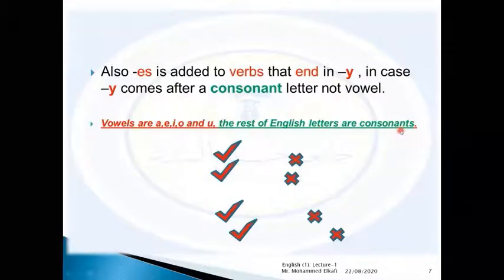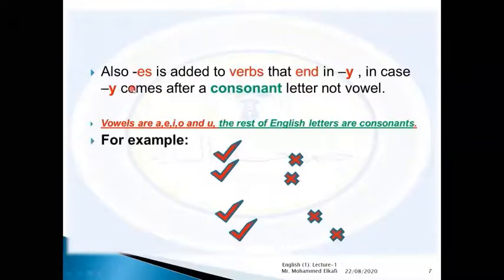So the consonants are the other letters, B, C, D, F, till the final letters like S, T, and V, and even some other letters, and the final one is what? Z. Okay, if we found one of the consonants before the letter Y, here we should use what? Es. We should use es, and before using es, we should make y i. So we'll transfer y into i, and then we'll add es.